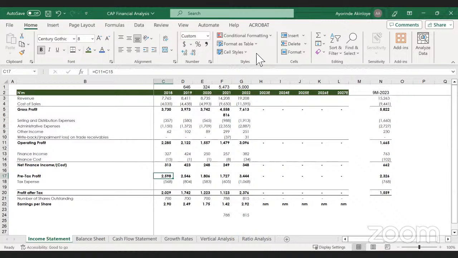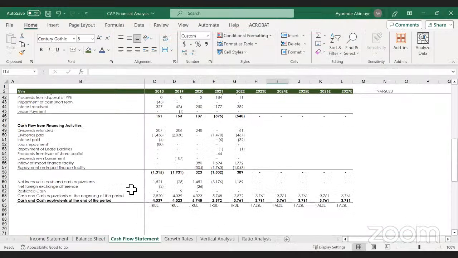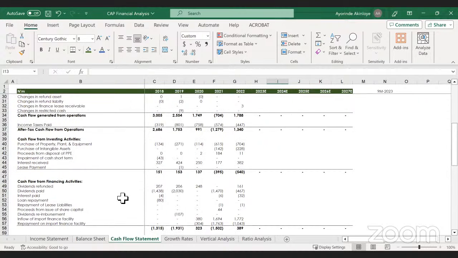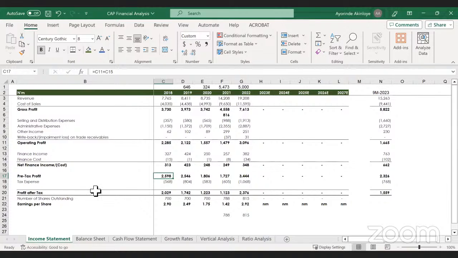The first thing is to input historical financial information into Excel. That is the first thing you need to do. You do that for income statements, balance sheets, and cash flow statements. You input everything into Excel. So that's the first stage of building a three-statement financial model.